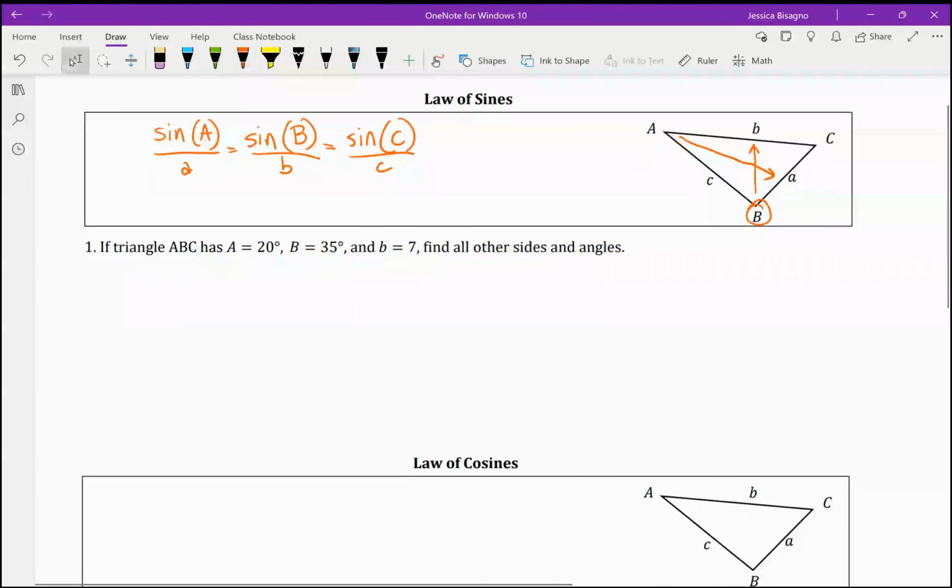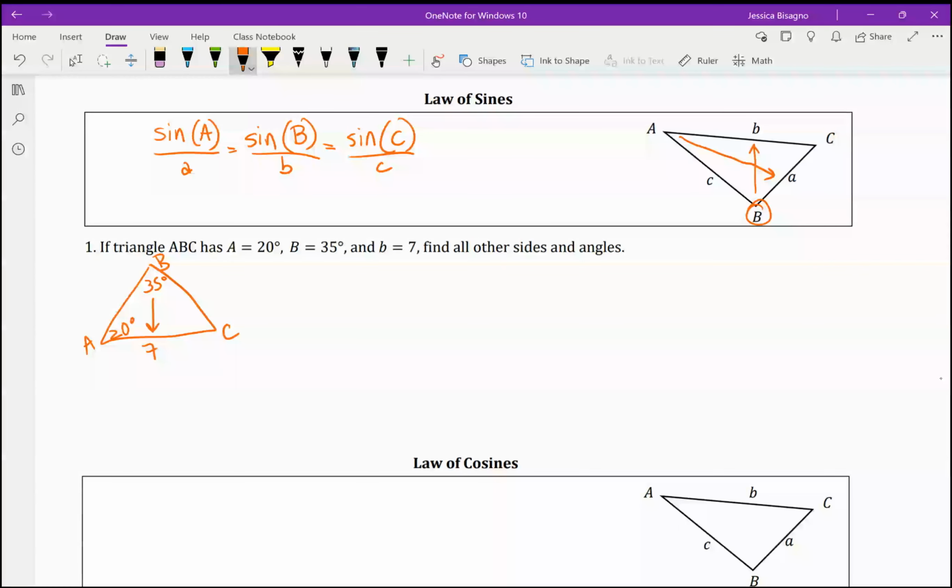Of triangles. So triangle ABC has angle A is 20, angle B is 35, and then lowercase b is 7. So if you were to draw a picture, not to scale like this, A is 20 degrees, B is 35 degrees, and then side length B is 7. And that's going to be across from angle B. Please ignore my very loud cat.